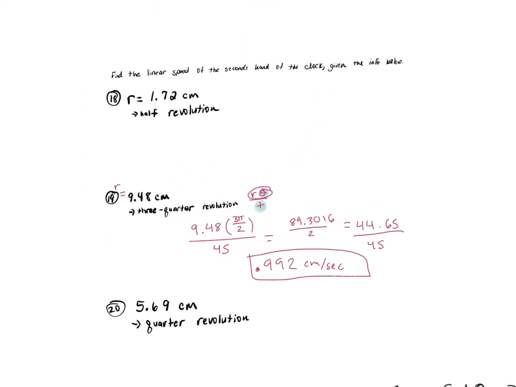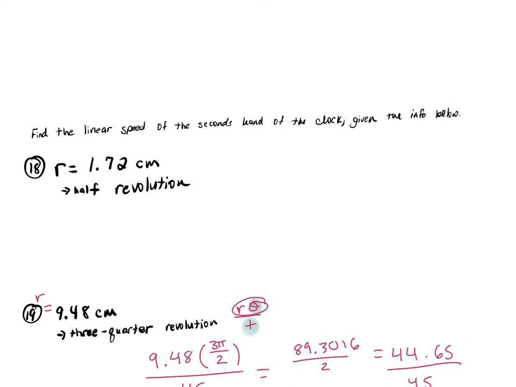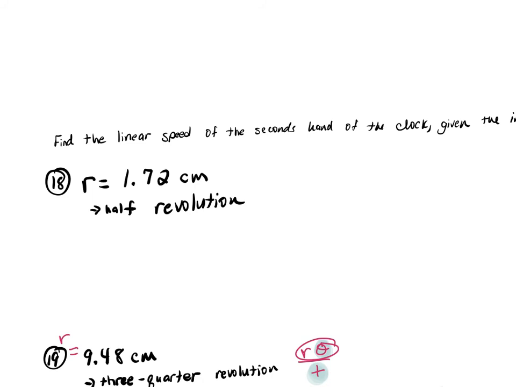Okay, last page. Number 18. You have to find the linear speed of the second hand of a clock given the info below. For linear speed, our formula is radius times theta over time. Theta and time are going to come from that chart from the notes. For a half revolution, what would our theta be? Pi. And then what would our time be? 30 seconds. Perfect.